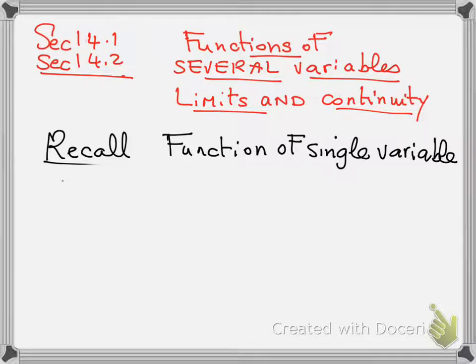So today I'm going to talk about section 14.1 and 14.2, that's functions of several variables and limits and continuity. First, let me just remind you what a function of a single variable is. When I say a function of a single variable, it means a function of only one variable. For example, f of x is equal to x squared. Here I have only one variable, which is x, right? Only one variable.